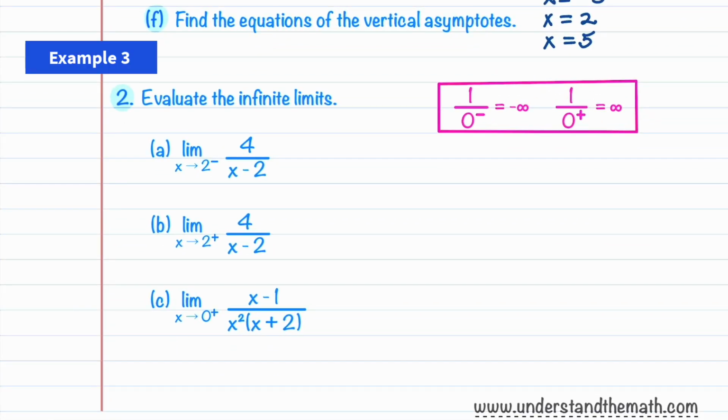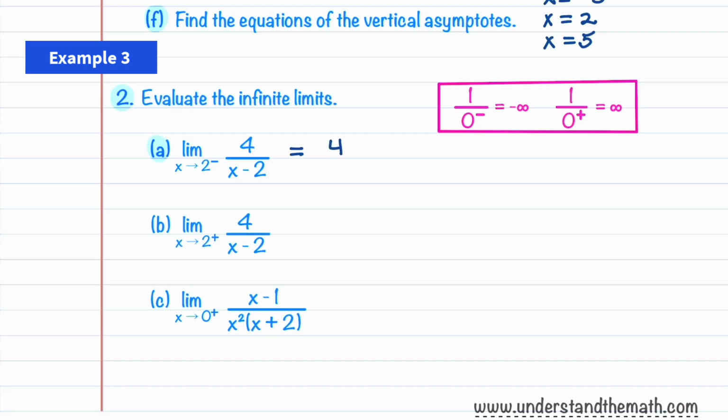Let's now look at our second example, and I think this is the hardest one of the entire section. In part A, we're asked to find the limit as x goes to 2 from the left of the function 4 divided by x minus 2. Whenever you evaluate a limit, the first thing you need to do is use direct substitution and just plug in what x is equal to.